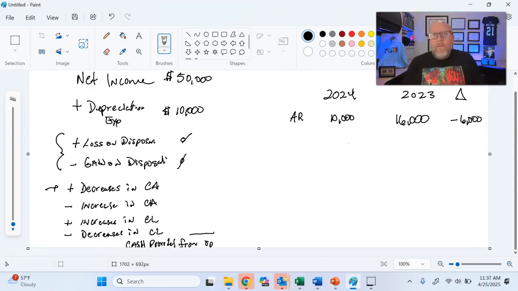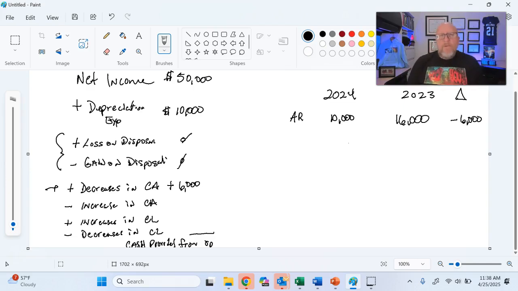In 2024, my accounts receivable went down. And so if we think about what's happening, the only way, but the primary way, that accounts receivable is going to go down has to do with customers paying us money they owe us, right? So if I'm lowering my accounts receivable, it means that I'm increasing cash, right? So I would treat a $6,000 decrease in accounts receivable as an increase to cash, right? So it would be a positive 6,000.